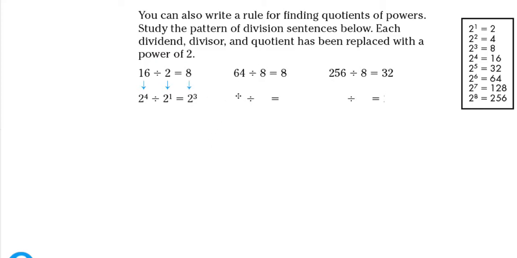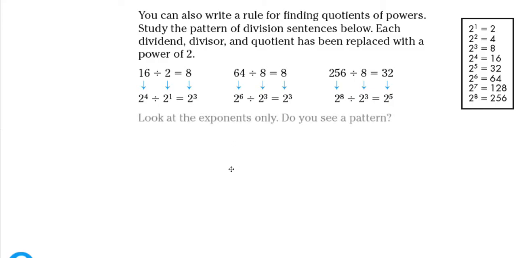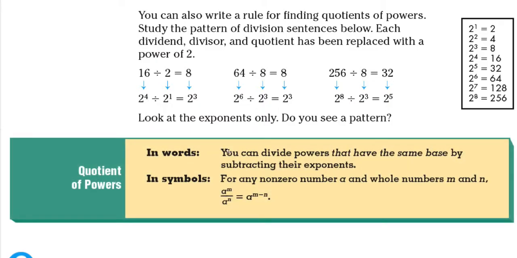Okay, 64 is, according to our table, 2 to the 6. 8 again is 2 to the third. 256 is 2 to the 8th power. 8 is 2 to the third, and 32 is 2 to the 5th power. What do you notice about the pattern? Of course, you see a pattern. You're subtracting your exponents.